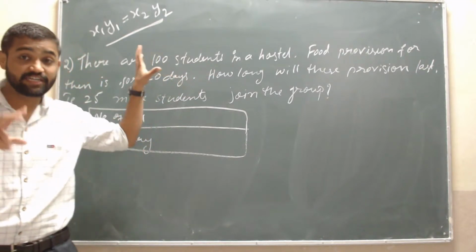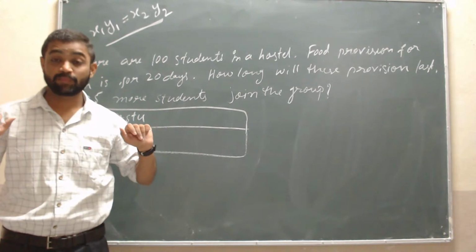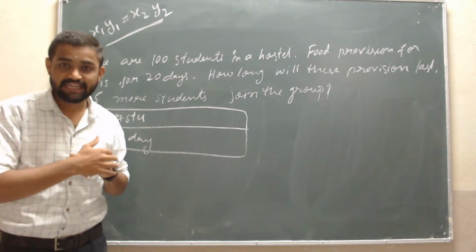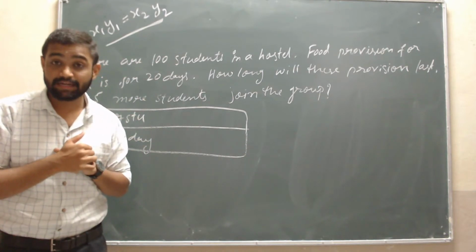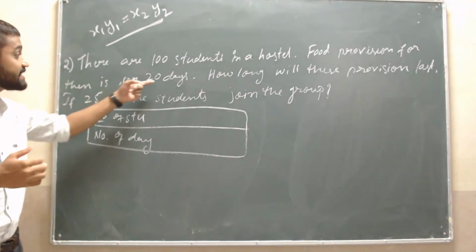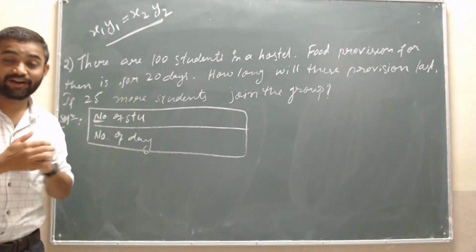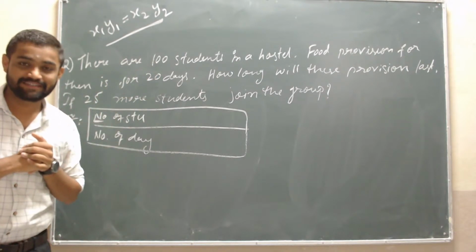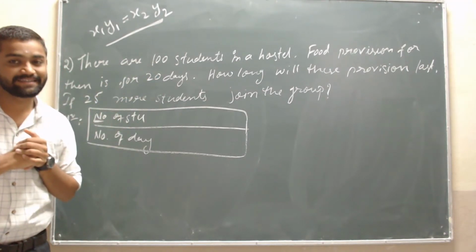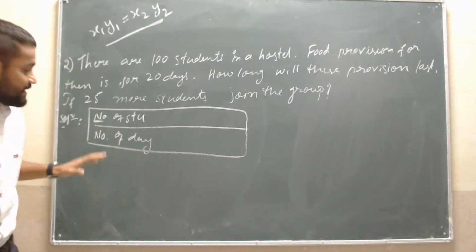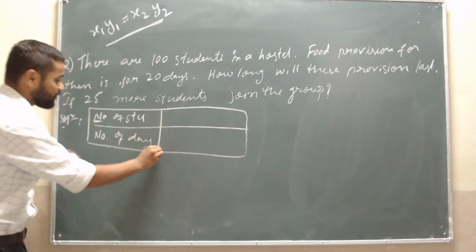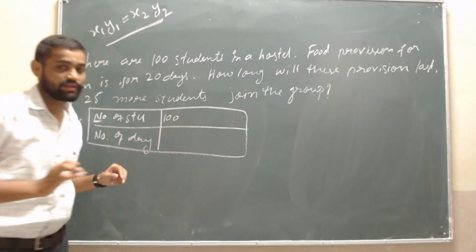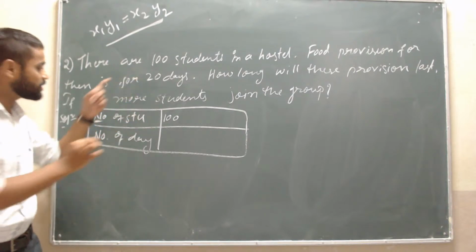Sir, 100 members, 20 days comfortable. But sir, if 25 more students come, then how many days will it take to complete that food provision? Isn't it? That one we have to calculate. Okay? Here the number of students is 100 and the number of days is 20.